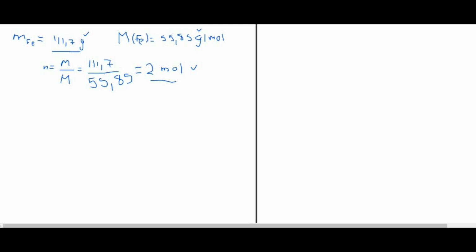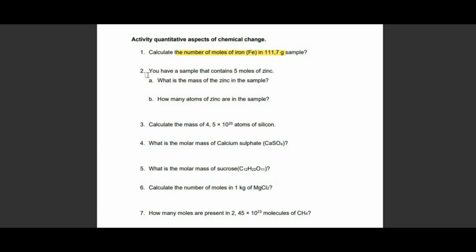So now let us look at the second question. That was question 1. Let us look at question 2. Let's read the question. Here you have a sample that contains 5 moles of zinc. So now they give you the number of moles of the substance. A, what is the mass of the zinc in the sample? So they want the mass of the zinc.